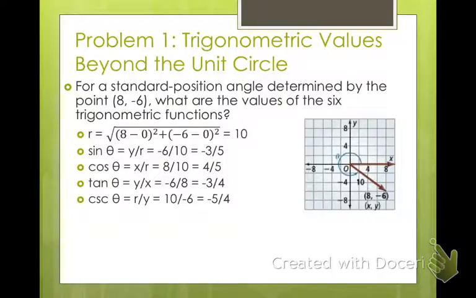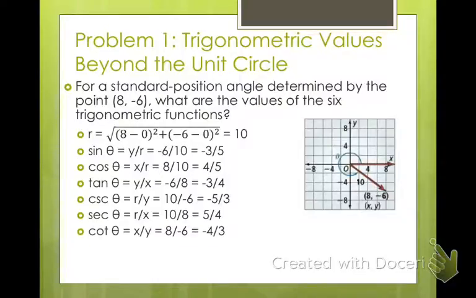To find cosecant, it's the inverse of sine, so you flip it. So it's r over y, which is 10 over -6, which reduces to -5/3. Secant is r over x, which is 5/4. And cotangent is the opposite, -4/3. Alright, so hopefully you can find trig functions on a unit circle. They're pretty easy.